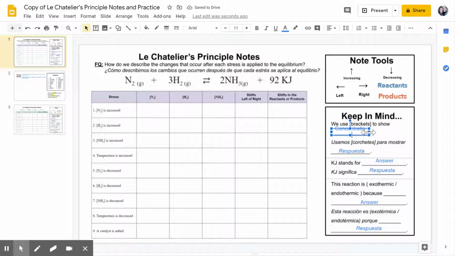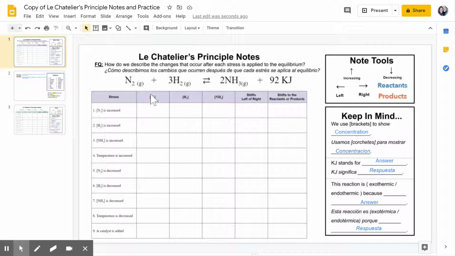So we're not talking about being able to focus. Remember, concentration is how much of a substance we have. When we talk about concentration, we're talking about how much or how little we have of that molecule. So in the chart here, we're going to be looking at the concentration of N2. Over here we have the concentration of H2 is increased. So that's what these brackets are adding.